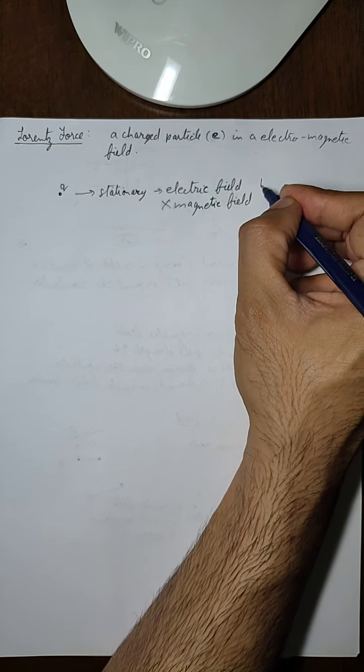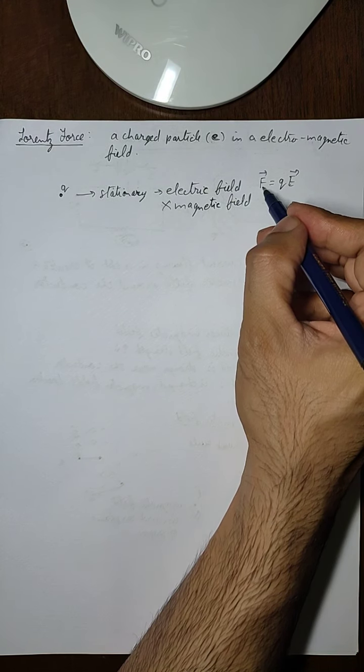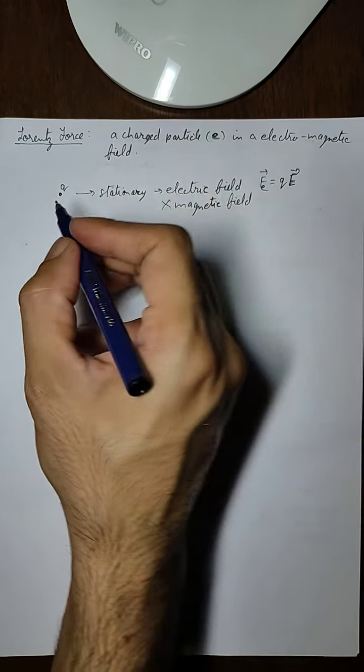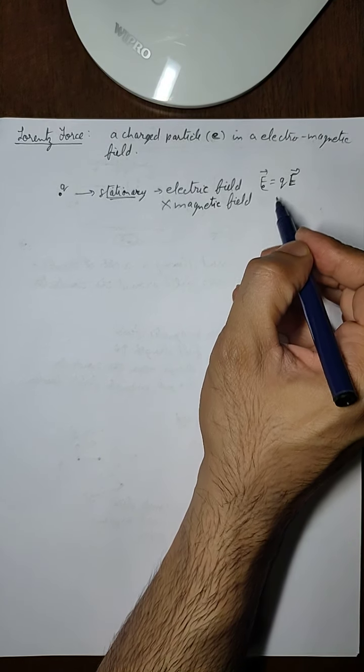We know that the electric field will apply a force which is given by this equation, F equals QE. This is the force applied by the electric field, and E is the electric field intensity, Q is this charge. So if it is stationary, then only electric field affects and it applies this force.